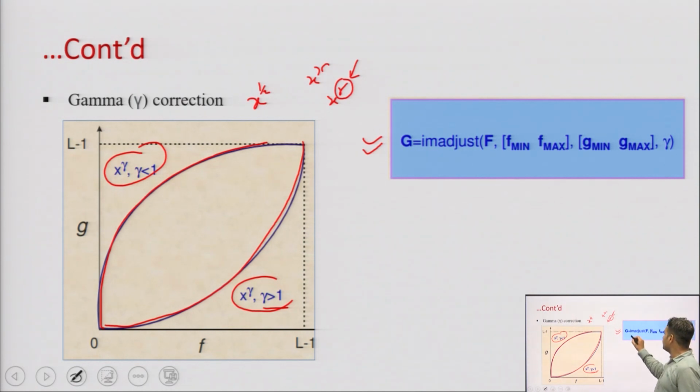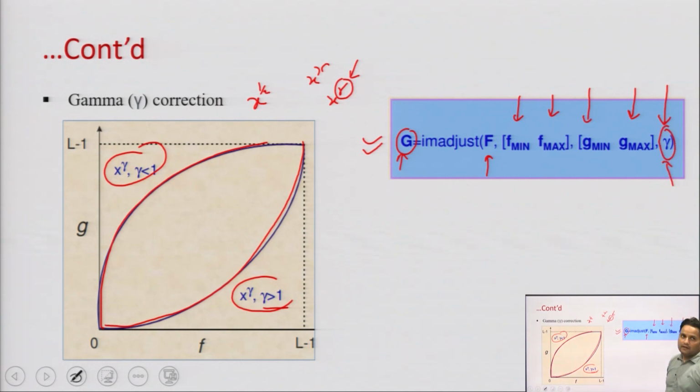Here you may observe that the enhanced image is g, and g is related to the original image function, capital F. We have to identify f minimum and f maximum using the histogram, as we also observed in the previous lecture. After that, the enhanced image gives g minimum and g maximum, and the gamma exponent, which is very important. So, using the value of gamma, you can identify the enhanced image.